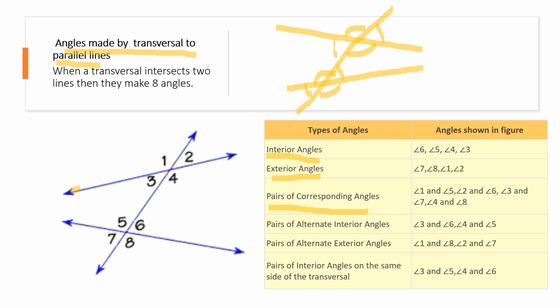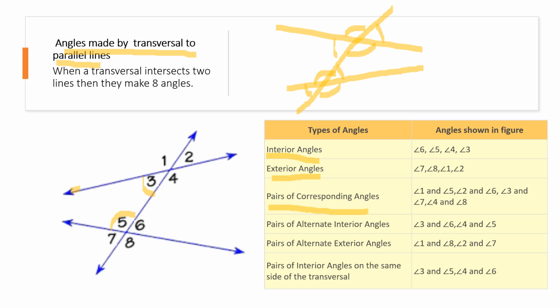Now we have pairs of interior angles on the same side of the transversal line: angle 3 and angle 5. They are a pair of interior angles on the same side, and they have a relation you will study, that when these two add up they give a value of 180 degrees. But this is not the case here. It will be in parallel lines. Here we are talking about transversal lines. I just wanted to give you the idea about various angles.